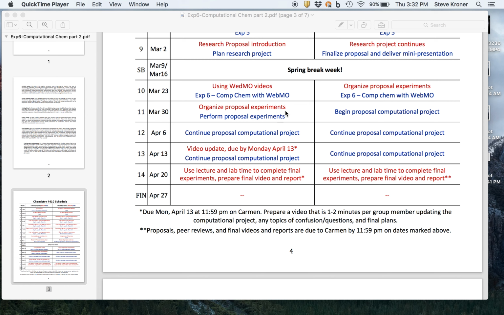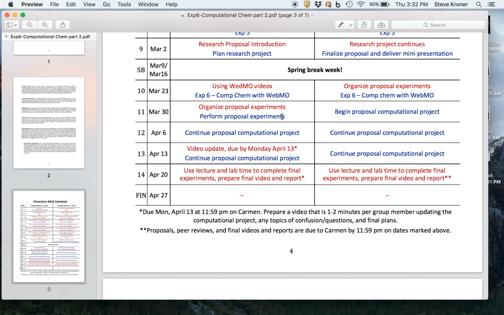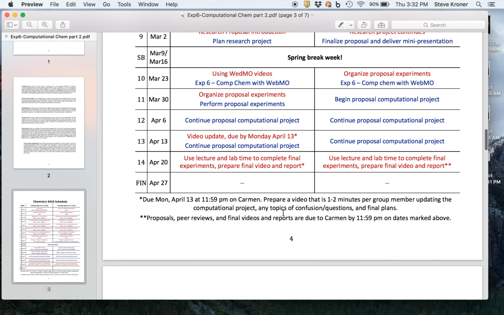Our due dates are going to be, if you notice on the previous page, this Tuesday, March 31st at 6 p.m. And then after that, we begin the proposal, and you'll work on that for 5 lab periods, and then you'll have a final week to put together your final report and video on your projects.